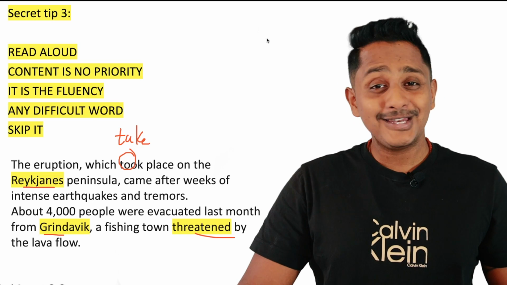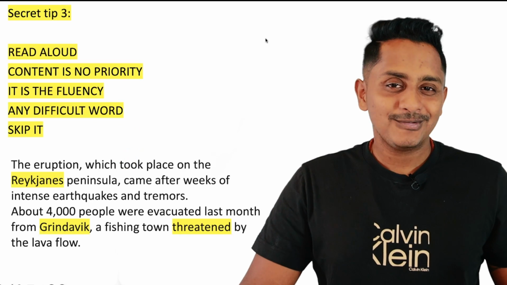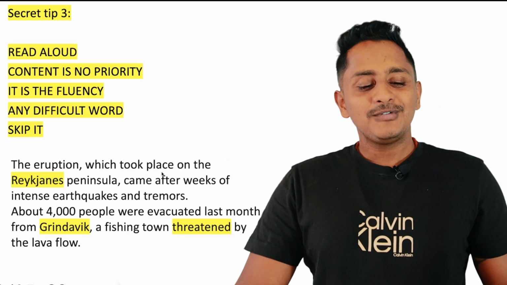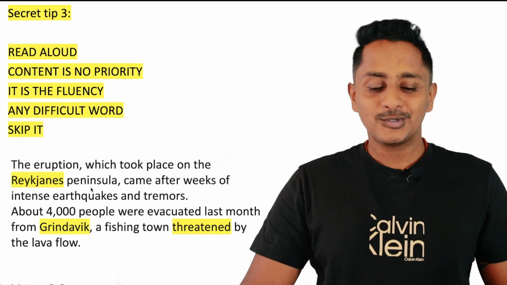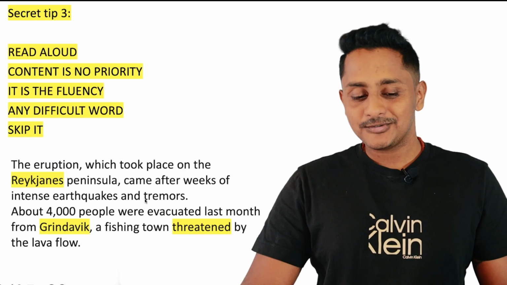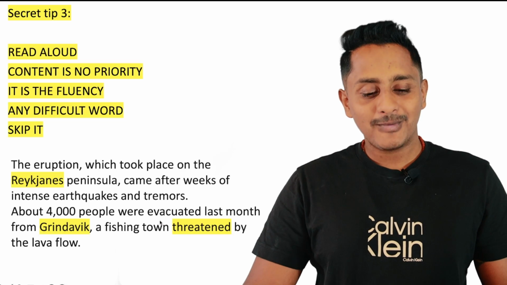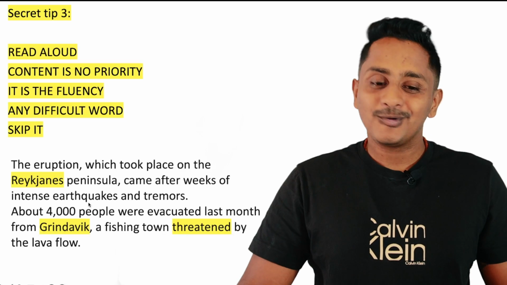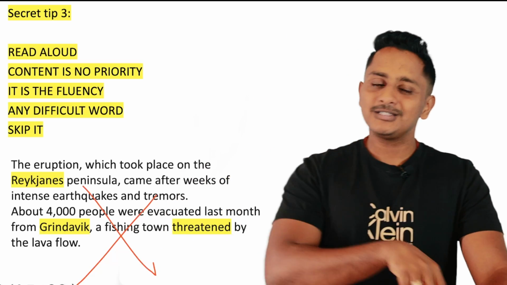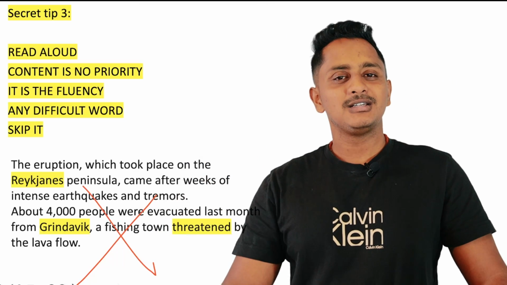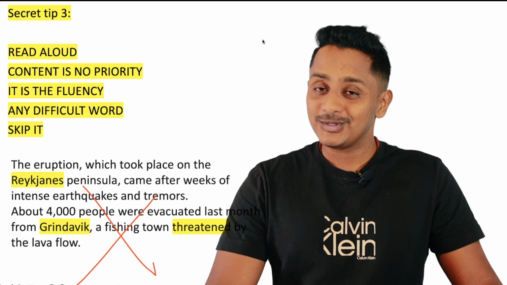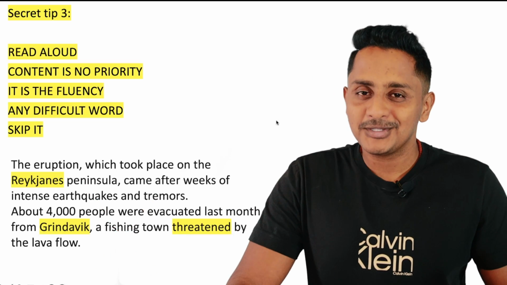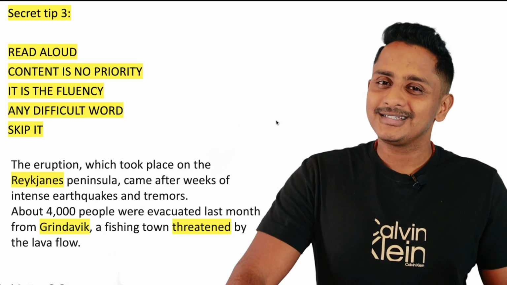Skip any words, but when you skip, don't leave that extra pause. The eruption which took place on the peninsula came after weeks of intense earthquakes and tremors. About 4,000 people were evacuated last month from a fishing town by the lava flow. Now you don't get marks. Reading gone case, speaking gone case, at least by 2-3 marks. You maintain that rhythm without having to worry much about the content. You get that, you see that 90.